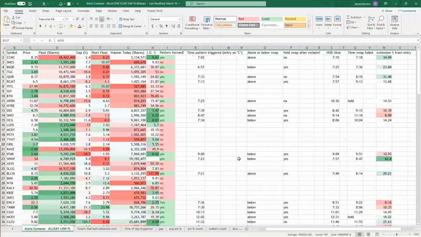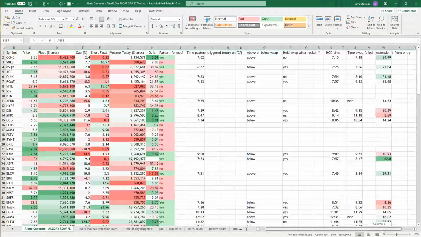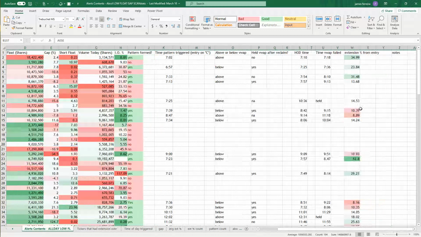This is key. Was it above or below VWAP? Did it hold VWAP after the pattern got there? What was the high of day time? Because that gives you a window to gauge what time. If I know what the high of day time is, then I can look forward or look back on that. What normally is the high of day time, and look for price to start to build towards that.